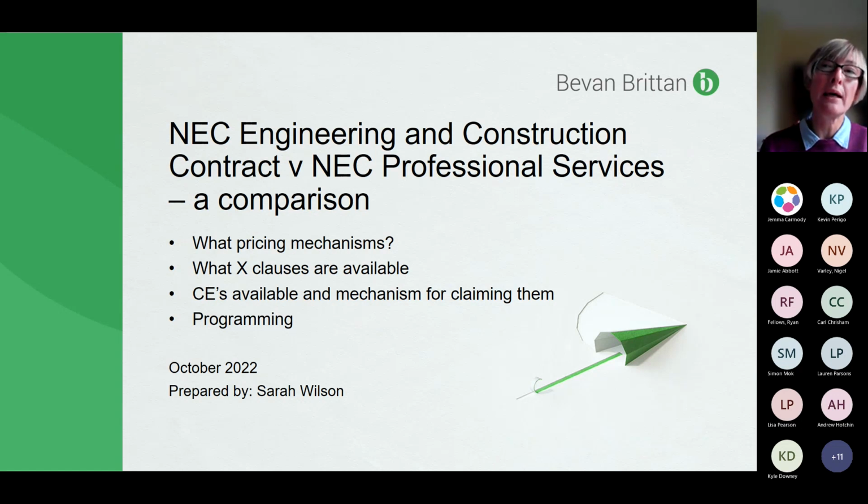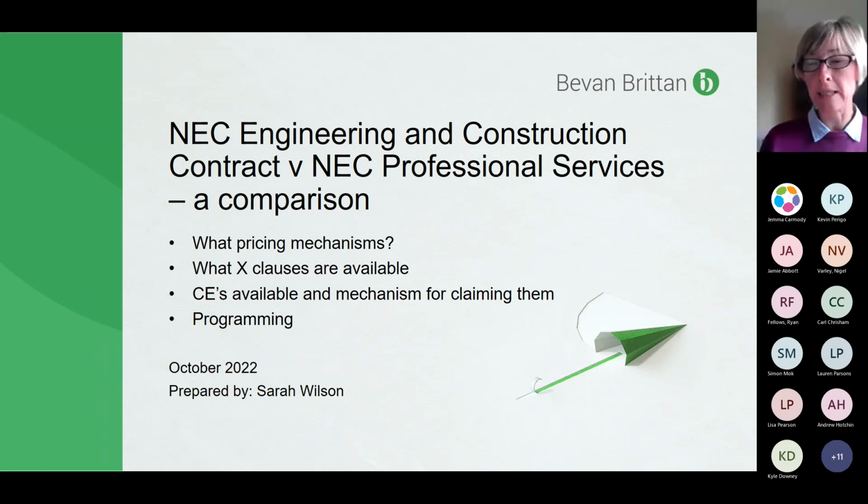That is one item that would probably need to be changed if you were going to use it. For example, hopefully we all know that if you're notifying a compensation event under the engineering and construction contract, you have 8 weeks to notify. The consultant has the same period of time under the professional services contract. So clearly you would want the consultant to be notifying you, say, within 6 weeks, so you then have 2 weeks to notify up the chain to your client. So just bear that in mind.